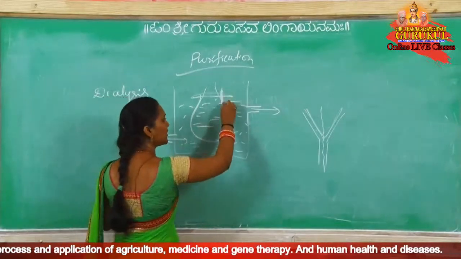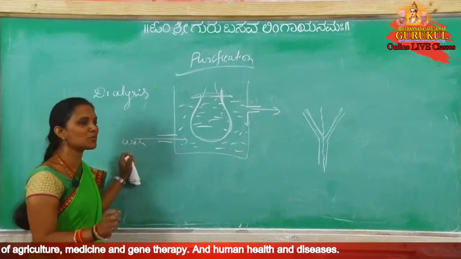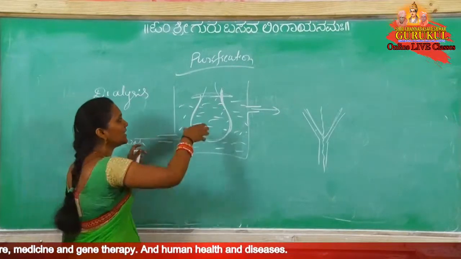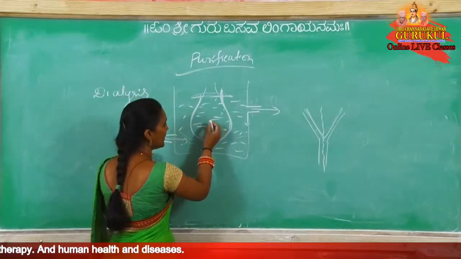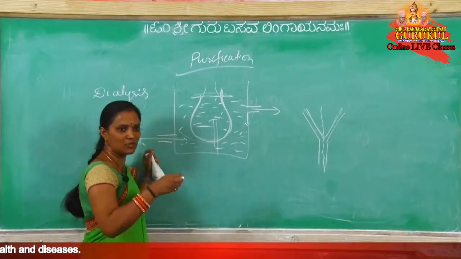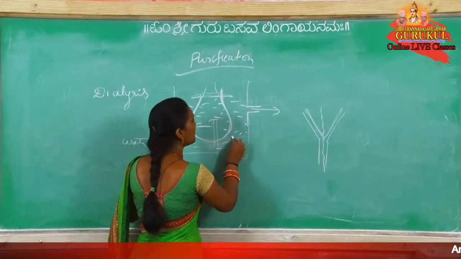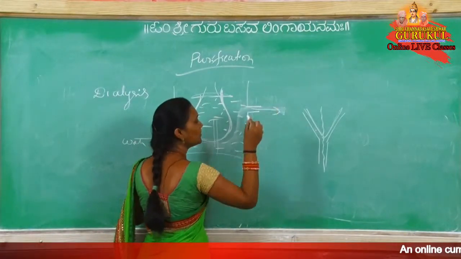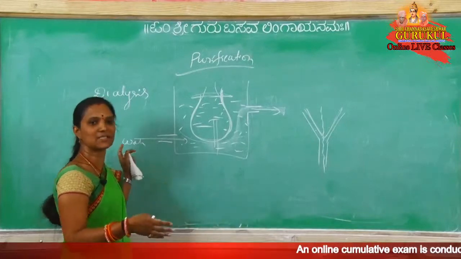Here it is also like ultrafiltration. We use one semi-permeable membrane, a parchment membrane, whose pore size is small. If it is placed in running water, the water moves here, and along with it the true solution particles, because their size is small, come out. Along with the water, the true solution particles also move.